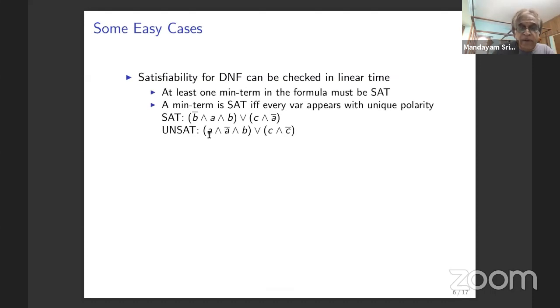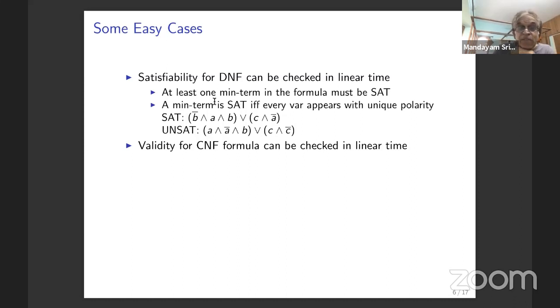So for example, here, this is unsatisfiable because A appears in both polarities. If it appears in both polarities, then it is unsat. Otherwise, it is SAT. That's easy to check. Similarly, validity for a CNF formula can be checked in linear time as well.